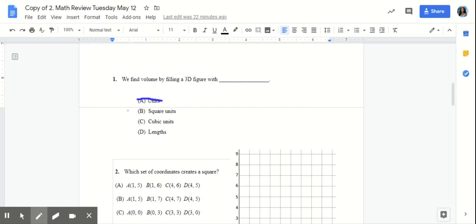If you're looking for length times width, then you're looking for the formula for area, which requires two dimensions. But we're looking for the units of a 3D figure, so that would be three-dimensional. So B is incorrect. D, lengths. Lengths is not considered a unit, so that is incorrect.